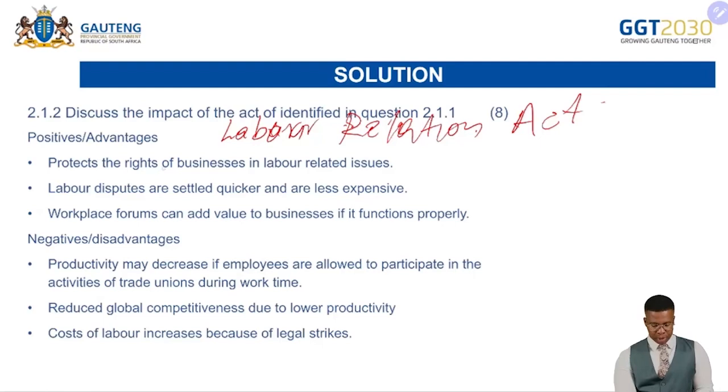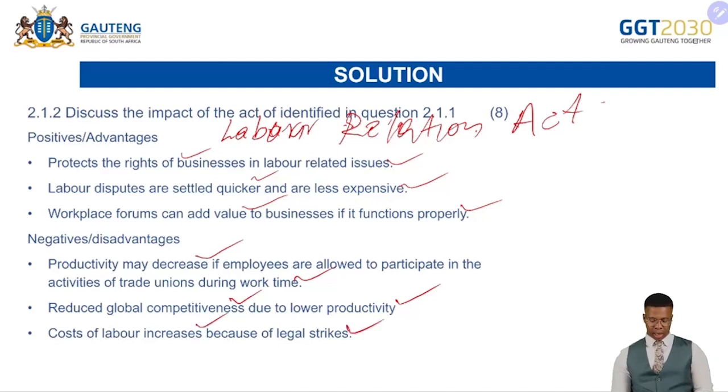Now, labor relations protects the rights of businesses in labor-related issues, and labor disputes are settled quicker and are less expensive, and the workplace forum can add value to the business if it functions properly. And the negatives: productivity decreases if employees are allowed to participate in activities of a trade union during work time, it reduces global competitiveness due to lower productivity, and the cost of labor increases because of legal strikes. And then you get 8 months for that.